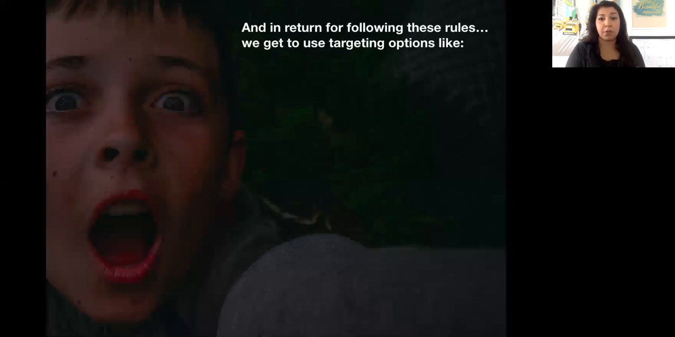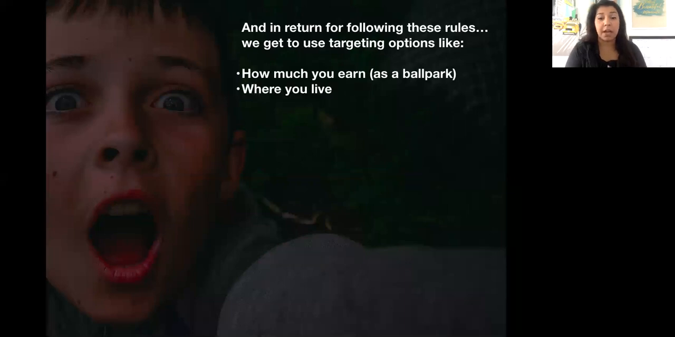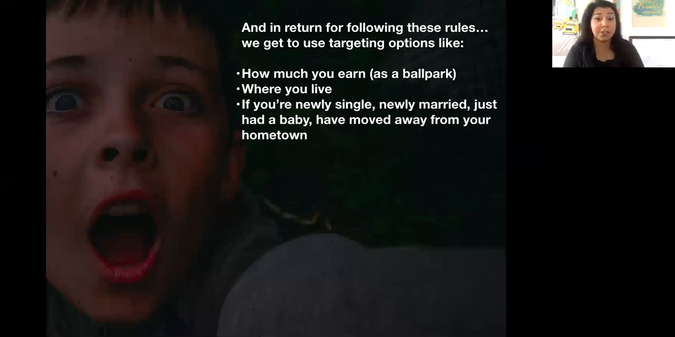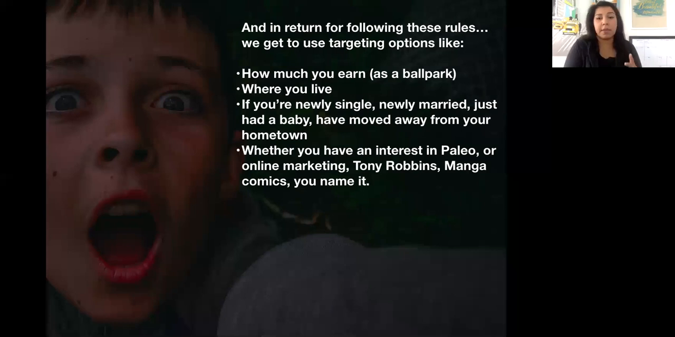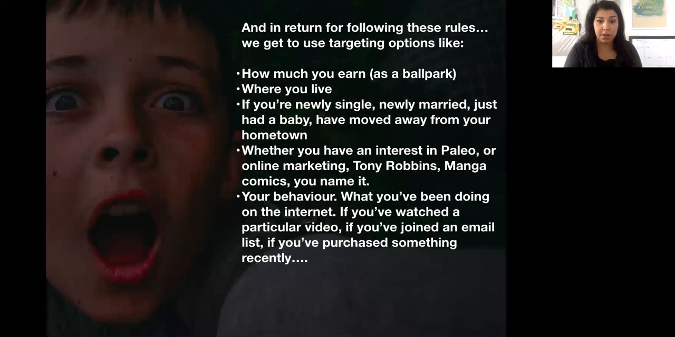But if we can follow their rules, then we get to do all kinds of fun things when it comes to targeting. I can target folks based on how much they earn as a ballpark. I can target where they live. I can target if they're newly single, newly married, just had a baby, moved away from their hometown, whether they have an interest in paleo or online marketing, Tony Robbins, manga comics, like you name it, I can target you, as well as your behavior, which is the fun stuff.